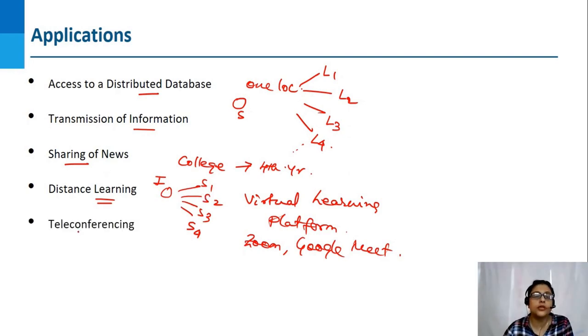Then teleconferencing is also one important application of multicasting, because in teleconferencing, all the people who want to do teleconferencing must be attached to a group address.